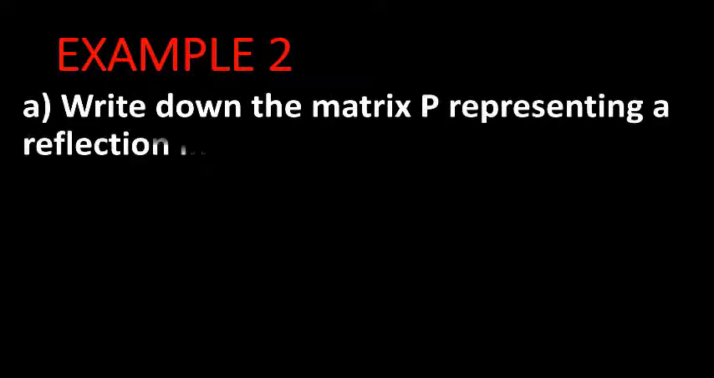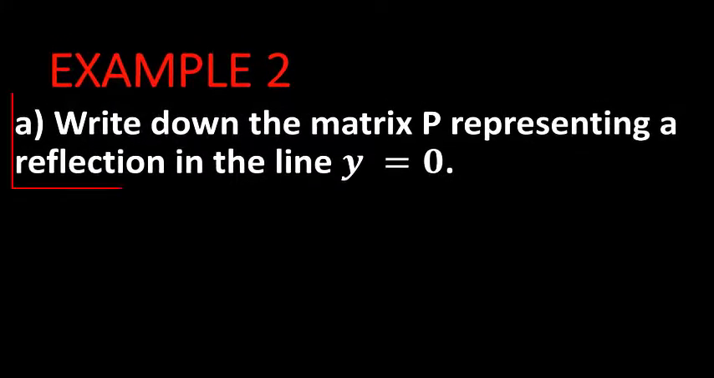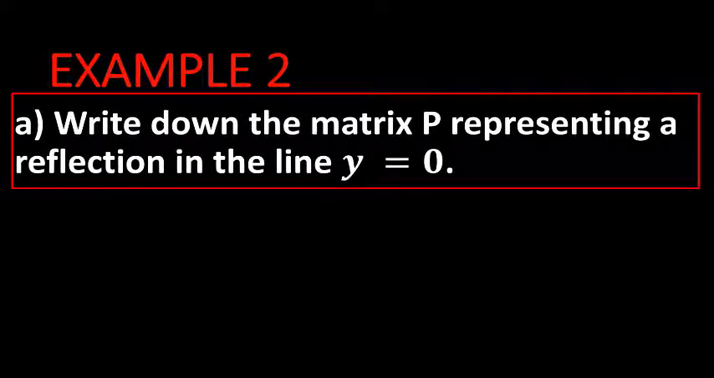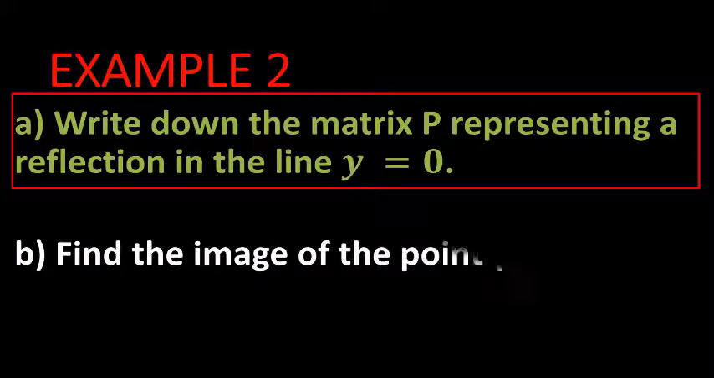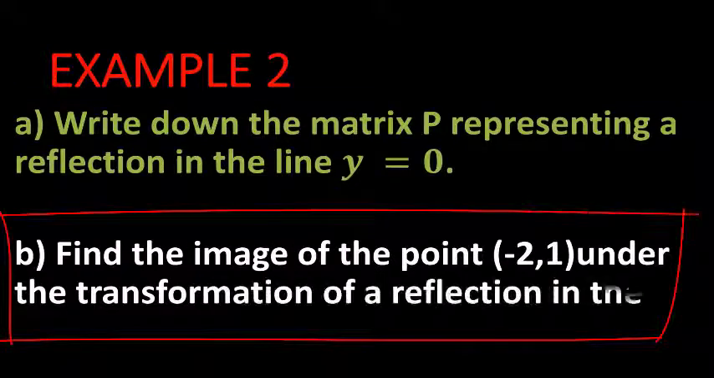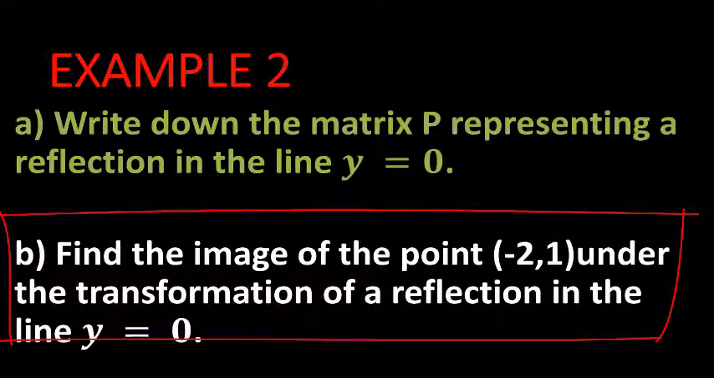Example 2, question A. Write down the matrix P representing a reflection in the line y equal to 0. Question B. Find the image of the point negative 2, 1 under the transformation of a reflection in the line y equal to 0. Solution to example 2.